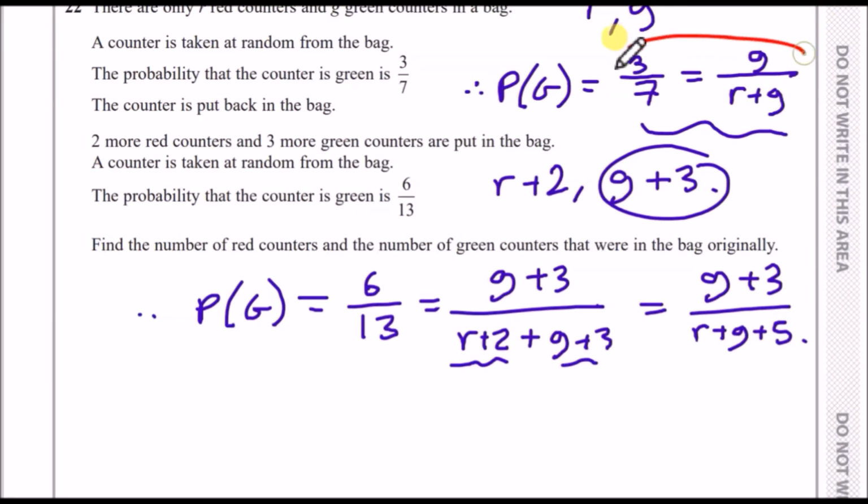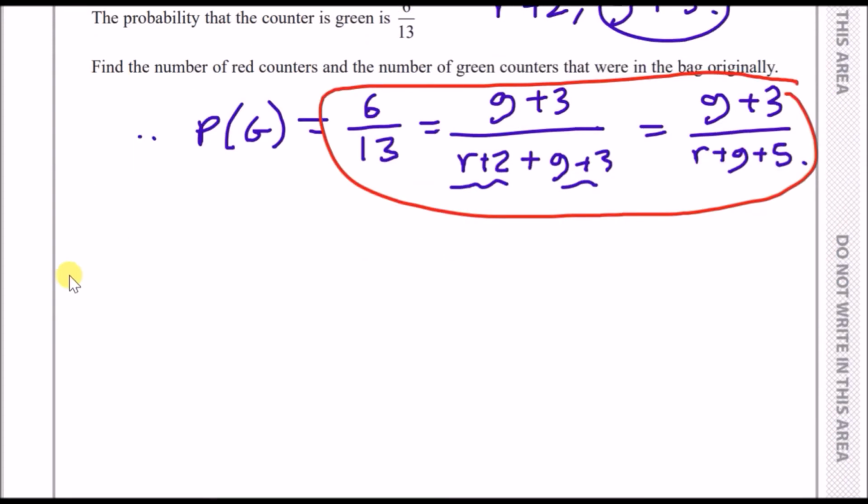So let's circle the two equations we got, yeah? 1 of 3/7, 1 of 6/13. So let's rewrite them below now. So we have 3 over 7 equals, what is it? G over R plus G.